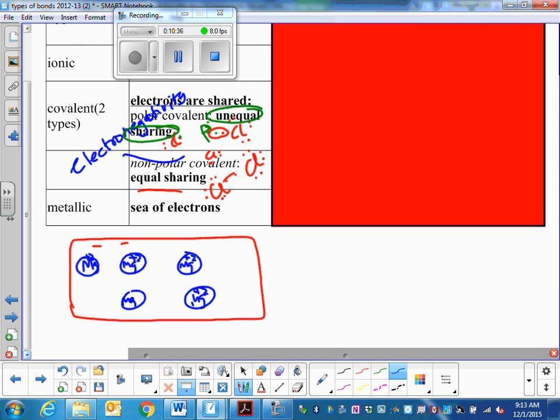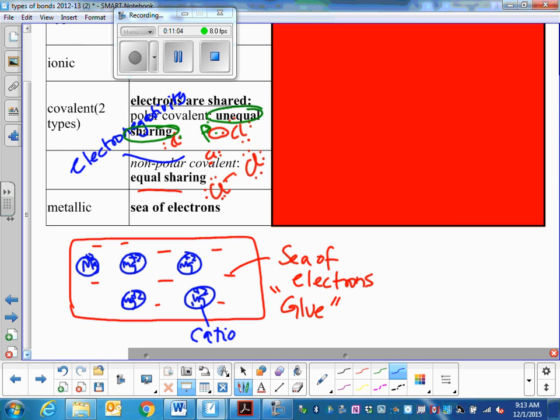All right? And all these electrons are released from the metal atoms, and we call this the sea of electrons. Sea of electrons. The sea of electrons act as a glue and keep all the metal cations in its place. That's how they are held together.